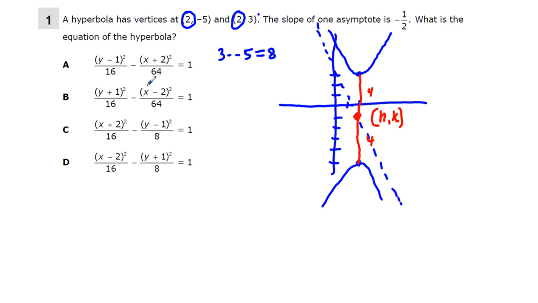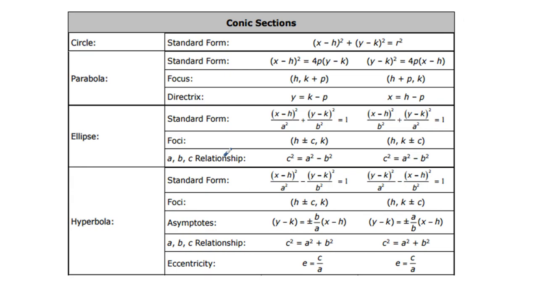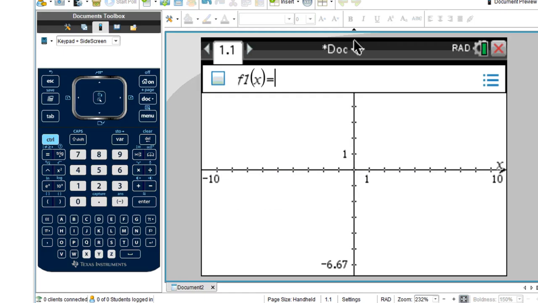And so for the standard form of a hyperbola, I'm going to go to our ACP formula chart right here. The standard form of a hyperbola is this one right here, or this one right here. And I think this is a y-oriented hyperbola. I'm going to check using the calculator just to be sure.